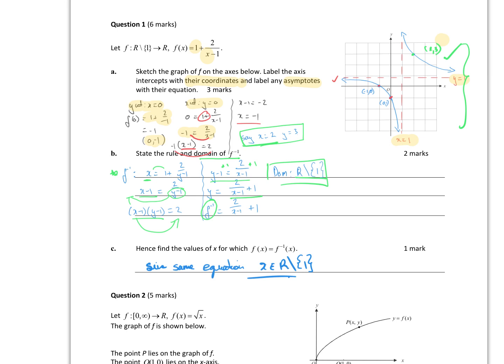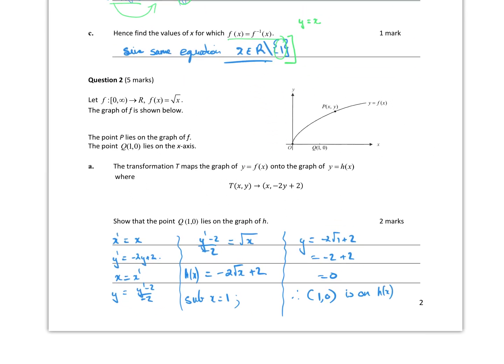All right. Hence find the values of x for which f of x is equal to f inverse of x. Now, immediate response is to say they're equal along the line y equals x, if they're reflected about that line y equals x. And that's true. But what we also notice is the two equations are identical. So they're true for all of those values, except for, of course, at x equals 1, where the function isn't defined. Okay, so that was a pretty nice sketch graph.